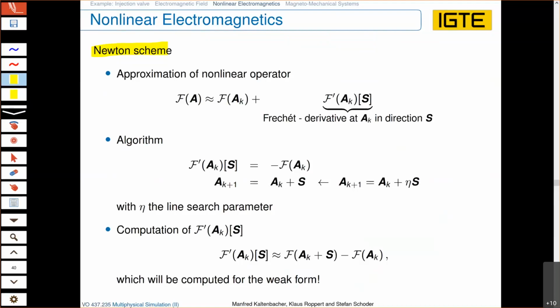So a standard Newton scheme is nothing else than what is written here. You try to approximate your nonlinear operator, which is our partial differential equation, by evaluating it at a specific point plus the derivative of our nonlinear operator, which you call the Frechet derivative, at the already known value of the vector potential. So this is iteration k, and we now want to set up our scheme to get the value A_{k+1} in the direction of s. So s is our gradient in this sense, the increment by which we should update our current solution A_k.